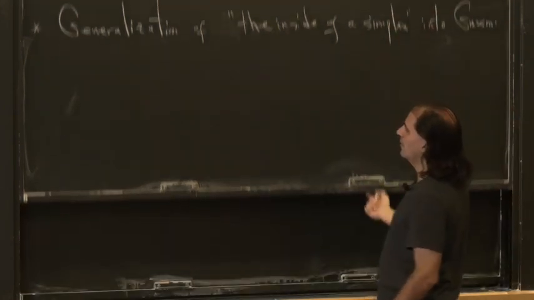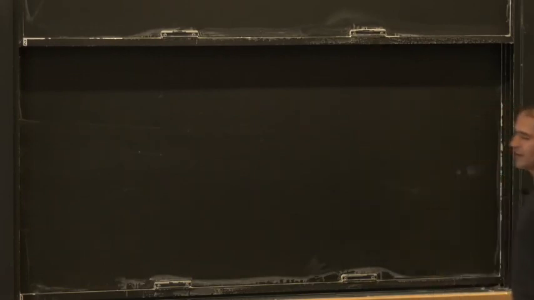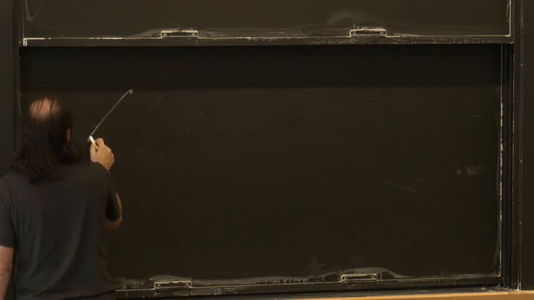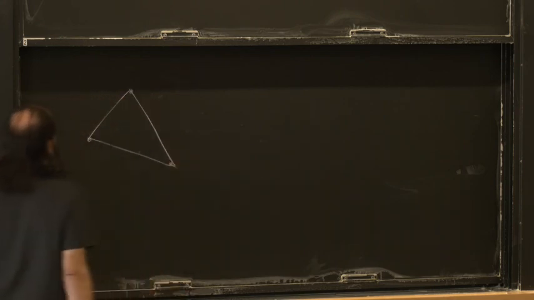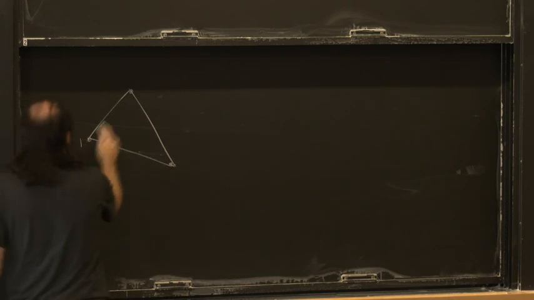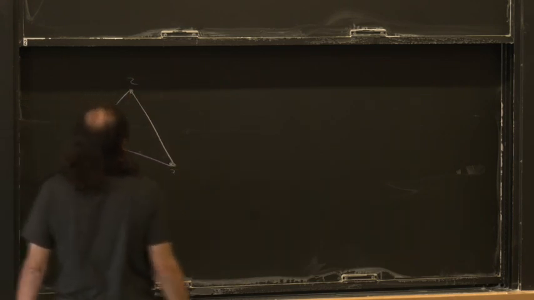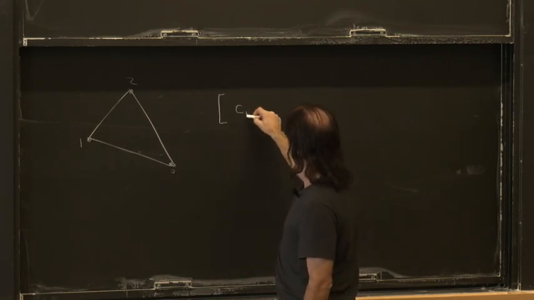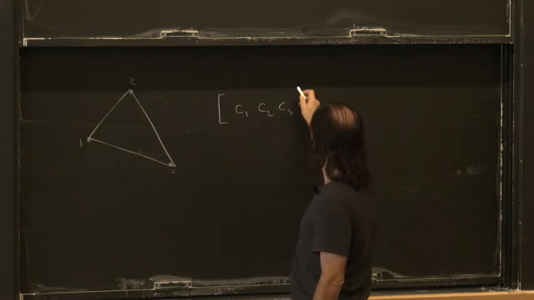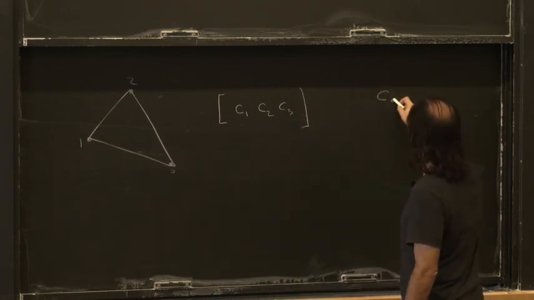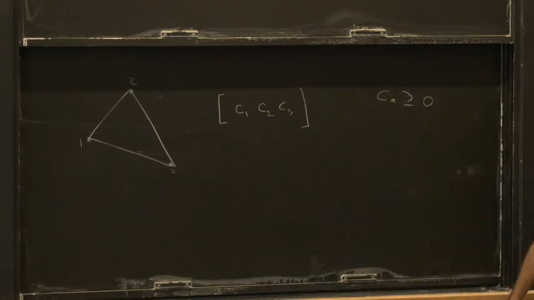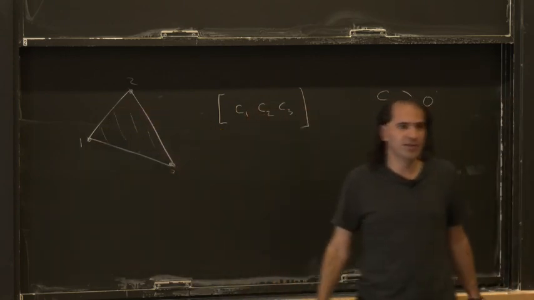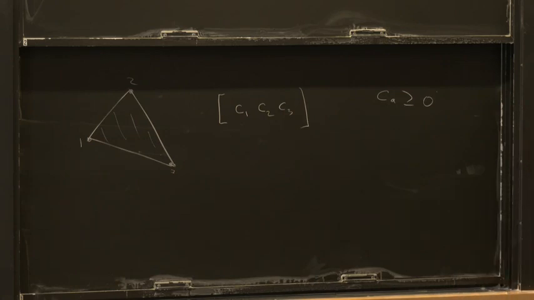Let's begin by talking about this again, for example, the inside of a triangle. As we've discussed many times, I can think of all the points on the inside of this triangle as associated with three coordinates, C1, C2, and C3, where all these C's are positive. If all the C's are positive, then projectively that's sweeping the entire interior of this triangle.